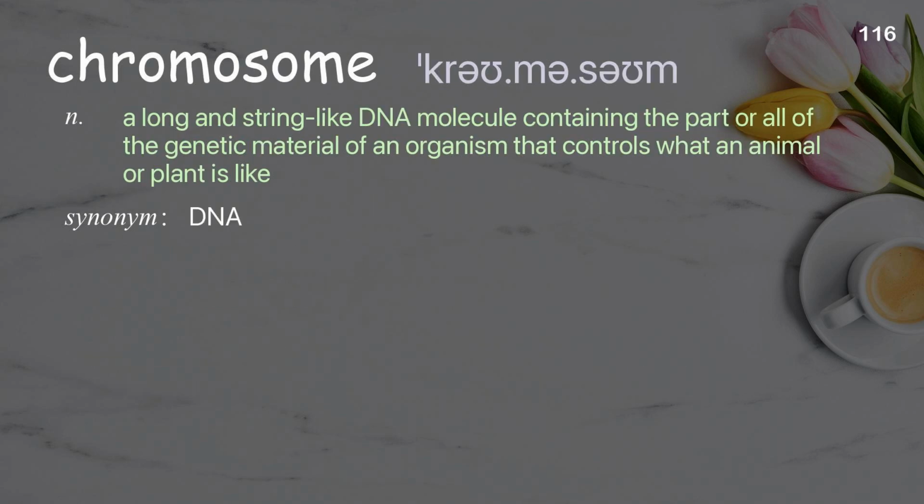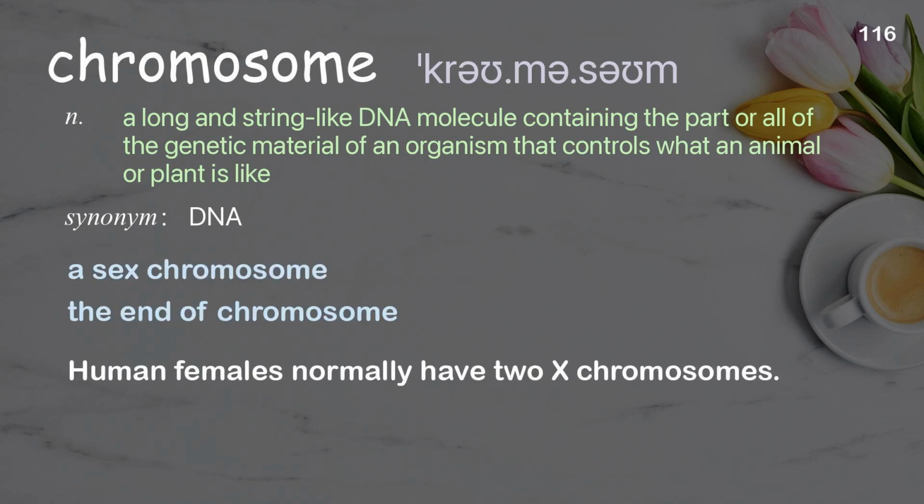Chromosome: A long and string-like DNA molecule containing part or all of the genetic material of an organism that controls what an animal or plant is like. Examples: A sex chromosome. The end of chromosome. Human females normally have two X chromosomes.